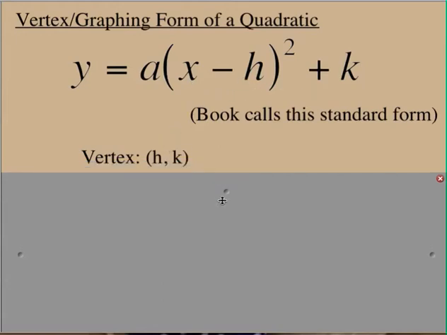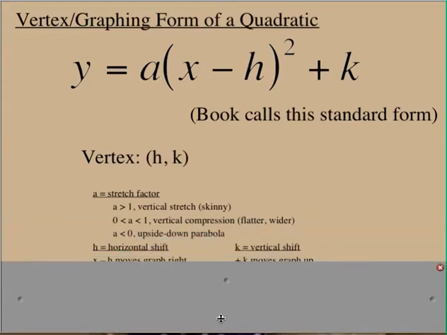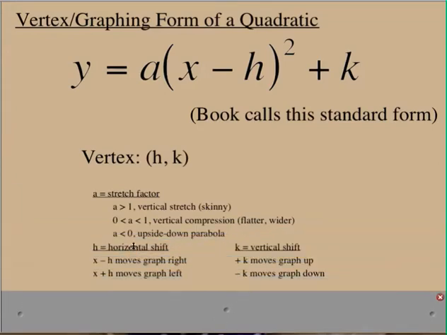Which reminds me, the vertex is at h comma k. We did do this in chapter 1 as well. And then all of these are the transformations of the parabola, which I'm not going to go through because we did this last chapter. So a is that stretch factor, h is the horizontal shift, and then k is the vertical shift.